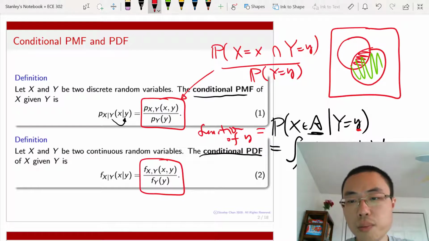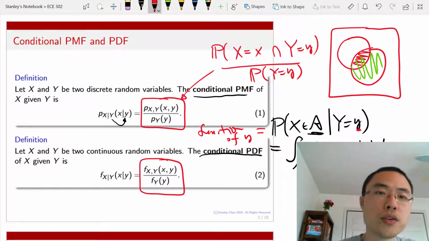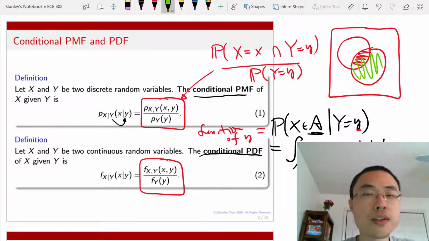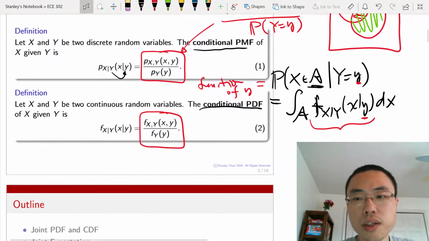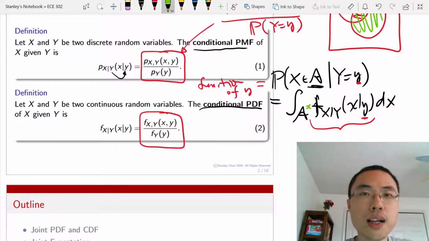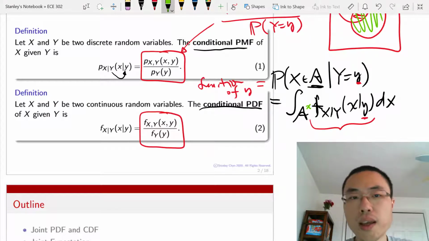In order to calculate the probability, you plug in the conditional PDF, and then you calculate the probability. In this lecture, we are going to learn about something very similar, where instead of just calculating the probability, we put an x over here. You are evaluating this conditional PDF and then multiplying with the x. This is really like taking an expectation, and we call this the conditional expectation.